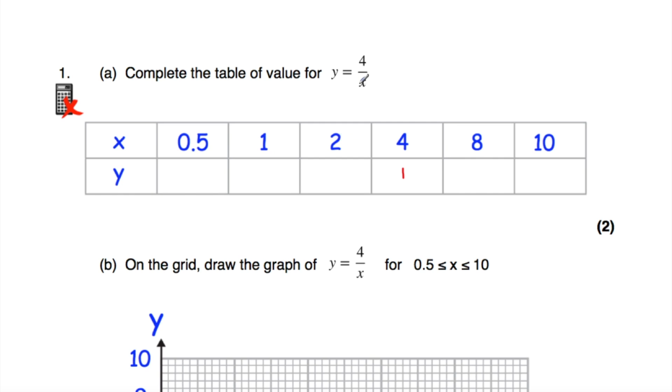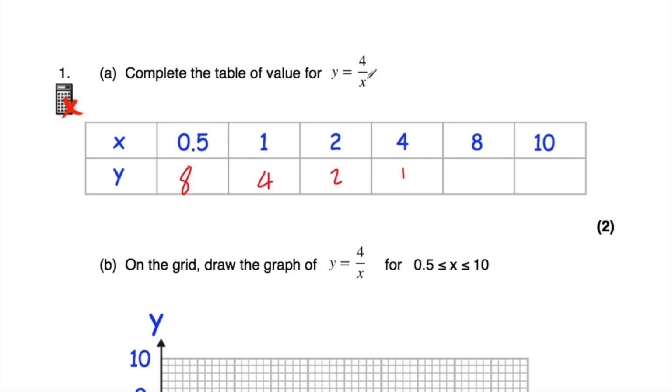If x is equal to 2, 4 divided by 2 will be equal to 2, so y will be equal to 2. If x is equal to 1, 4 divided by 1 will be equal to 4. If x was equal to 0.5, that's saying how many 0.5s go into 4? Well, that would be 8, because you would have 0.5, 1, 1.5, 2, 2.5, 3, 3.5, 4. So how many 0.5s go into 4? The answer would be 8. Or just remember, whenever you divide something by a half, you actually double it. So 4 divided by a half would be 8.